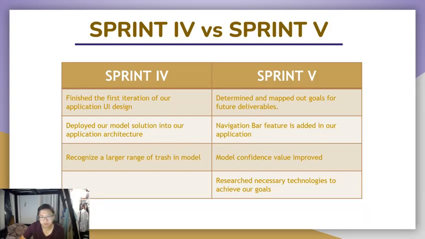In our current sprint, we are looking to lay down some foundational work so our future sprints will run more smoothly. To do this, we wanted to determine and map out our goals for future deliverables, and we wanted to research the necessary technologies to achieve those goals. We were also able to develop our navigation bar feature, which is now in our application, and we were able to improve our confidence values in our model.